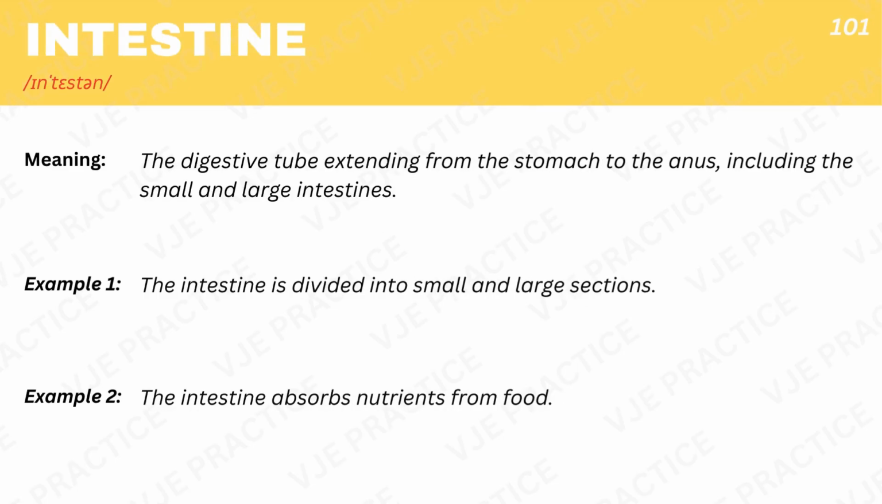Intestine, the digestive tube extending from the stomach to the anus, including the small and large intestines. Example 1. The intestine is divided into small and large sections. Example 2. The intestine absorbs nutrients from food.